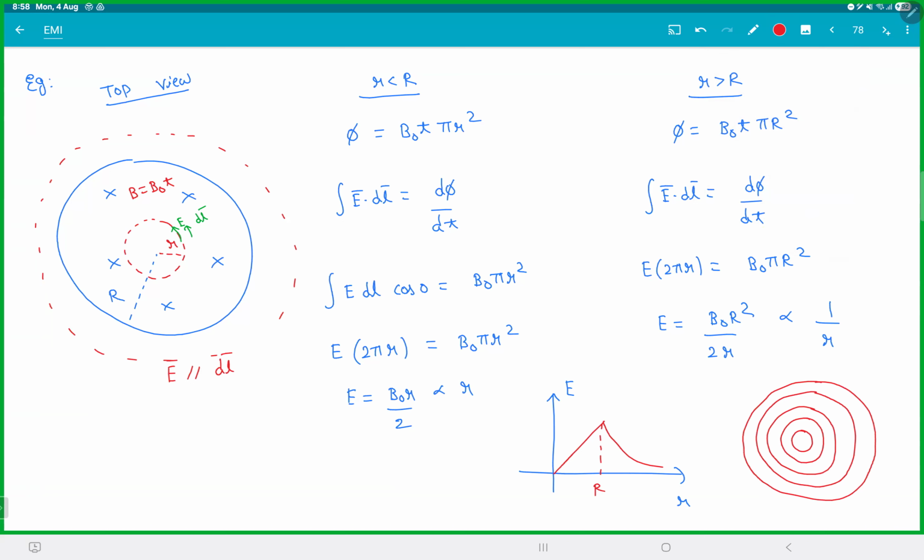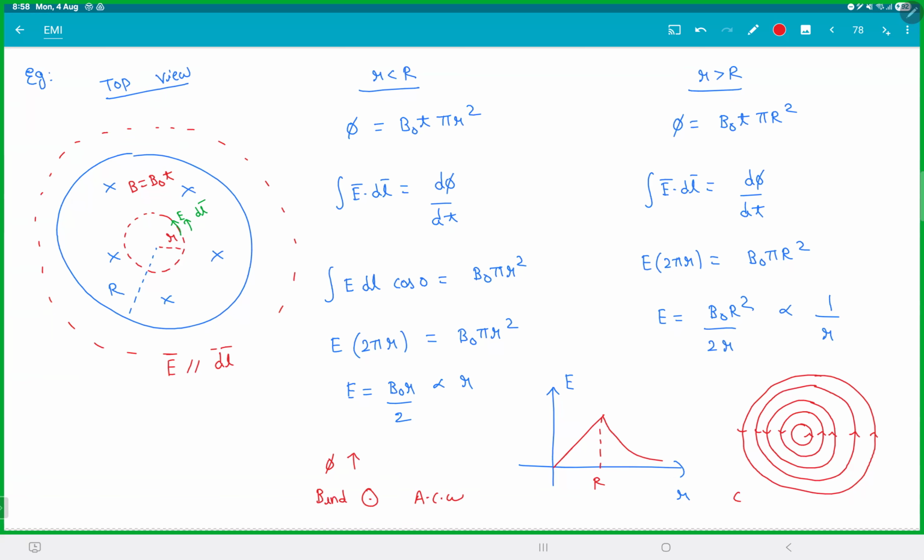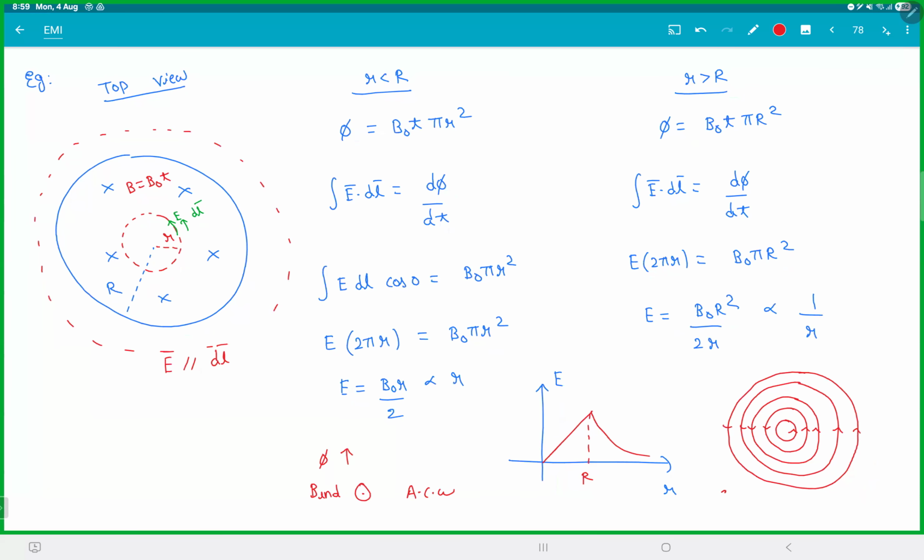And what is the direction? Lenz's law. Flux is increasing, so my B induced will oppose, so it should be upward. So the direction is anti-clockwise. All these field lines will be going anti-clockwise. That is your field direction. Circular field lines. Other steps clear, everyone?